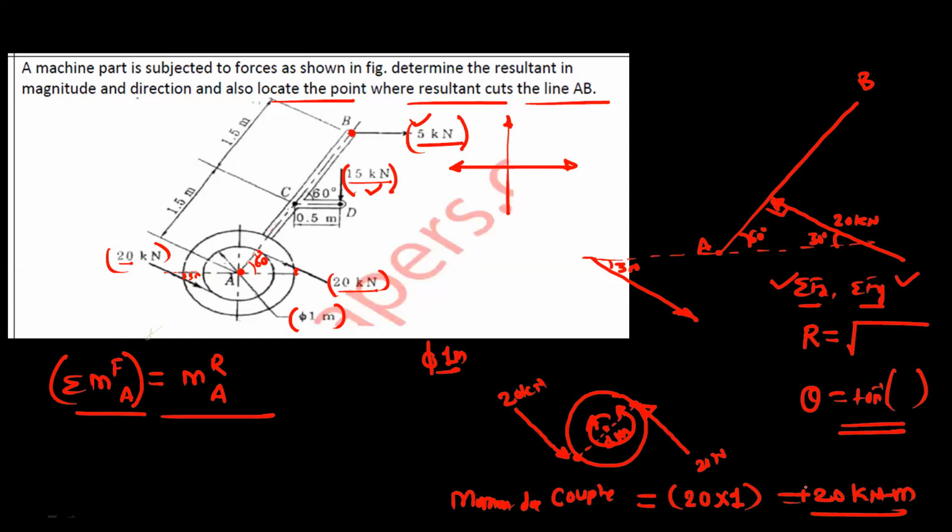And then add this couple so that you will get the left hand side. And for the right hand side, you will have R into perpendicular distance d. Just refer to the previous problem for the result. And then you will get the perpendicular distance. After that, somewhere the resultant will cut the line AB. So we have to find out this distance.